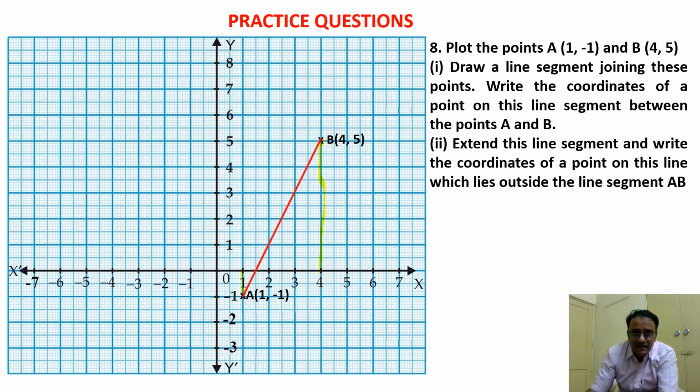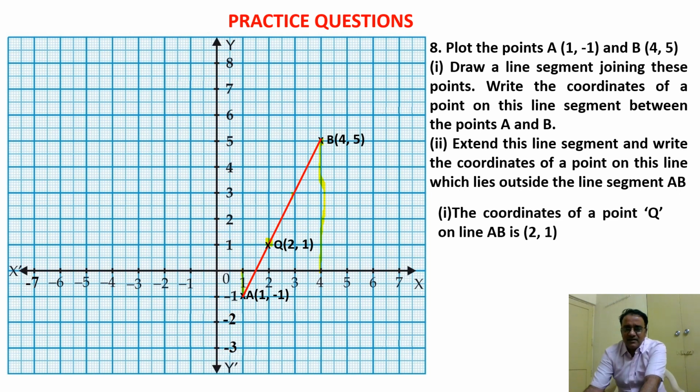अब इसके बीच में बहुत सारे पॉइंट्स हैं, बट कोई एक पॉइंट लिखना है. So I'm going to write this point, this one जो हाईलाइट कर रहा हूँ मैं, (2, 1). So we can write this one also, (3, 3) भी लिख सकते हैं. So first part is over. Now I'm going to extend this line.